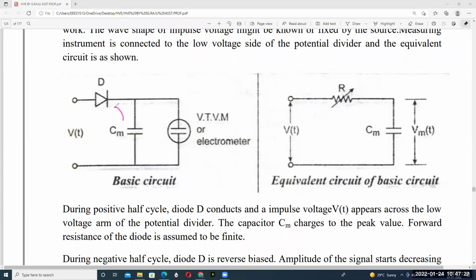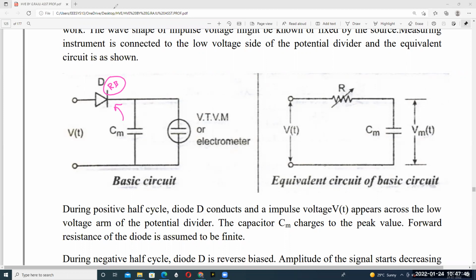The capacitor is not discharging in this direction because of reverse bias. So the capacitor does not discharge. That means the capacitor's peak value of voltage remains the same as the previous value.